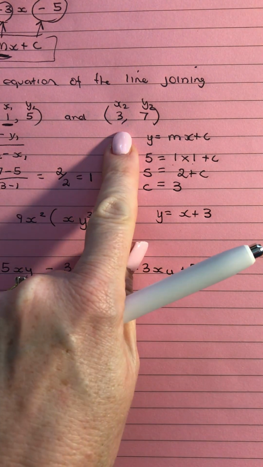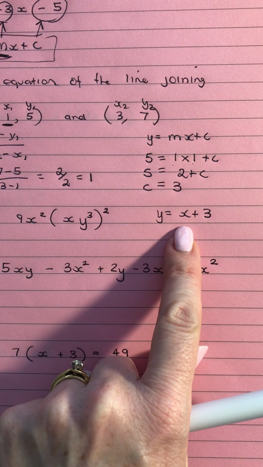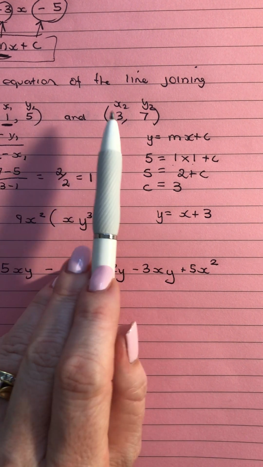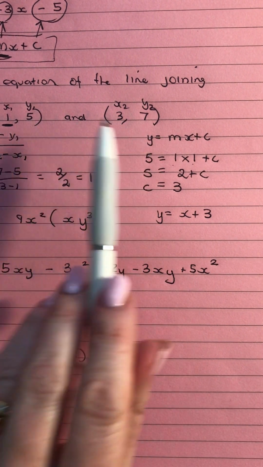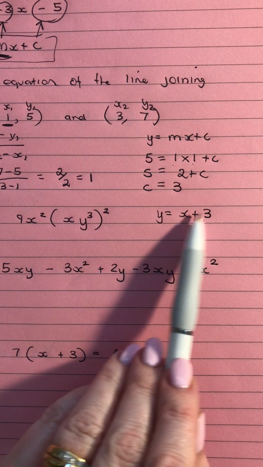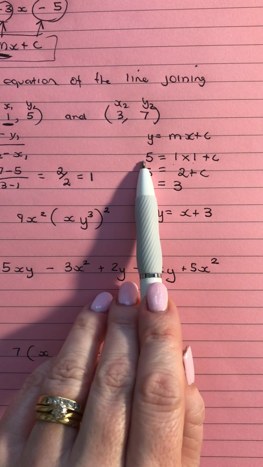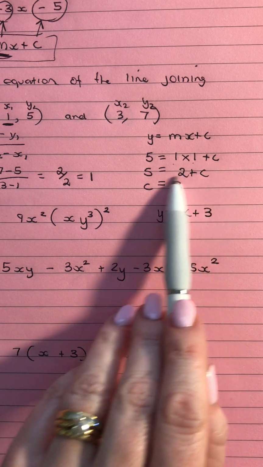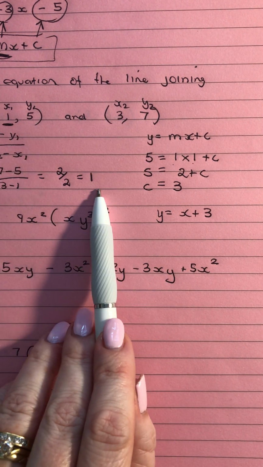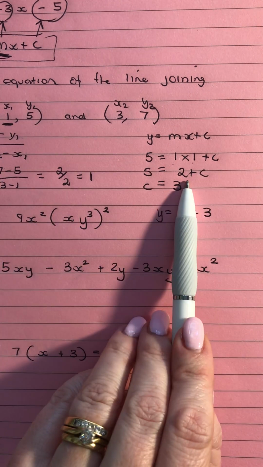I want to then check that over here to make sure I've worked it out right. So if I put the point 3, 7 into my equation, y equals x plus 3, if I put in my 3 there, 3 plus 3 should give me 7, which it does not. So tracking back, what have I done here? Done my 1 times 1. And now I can see what my error is.